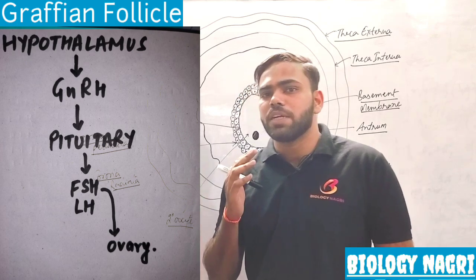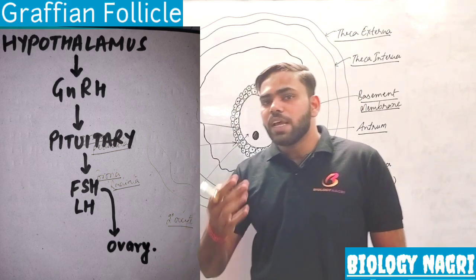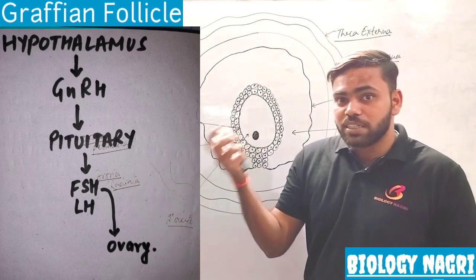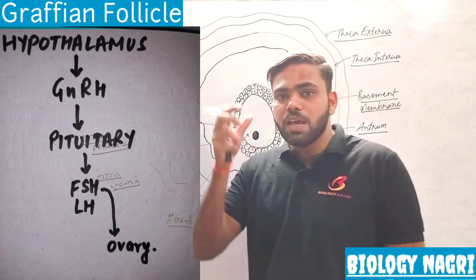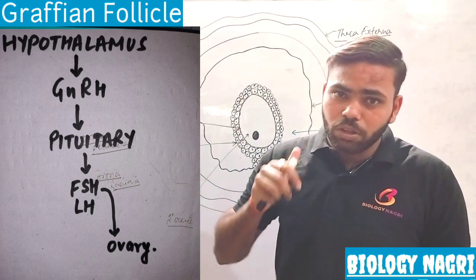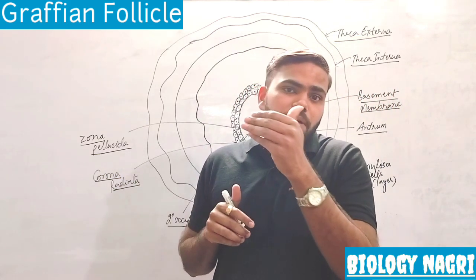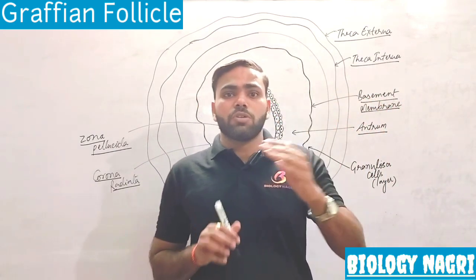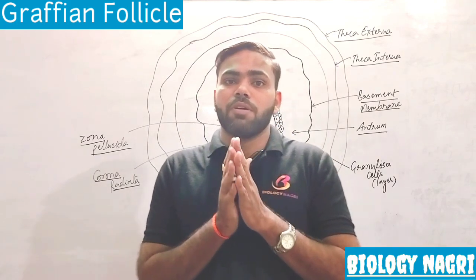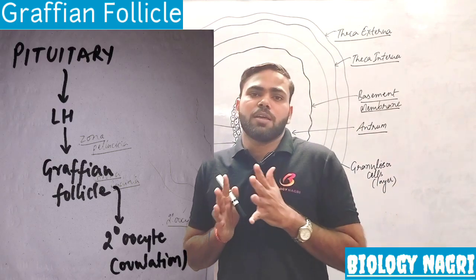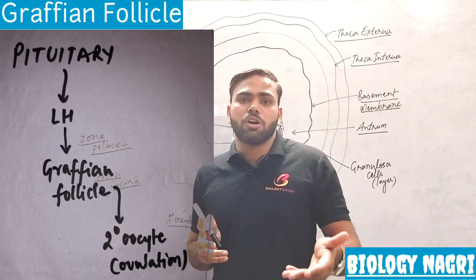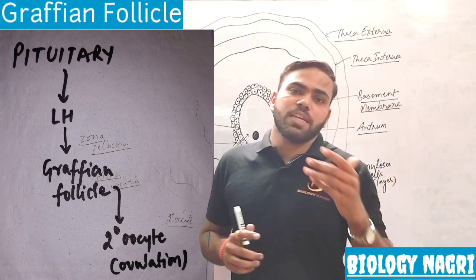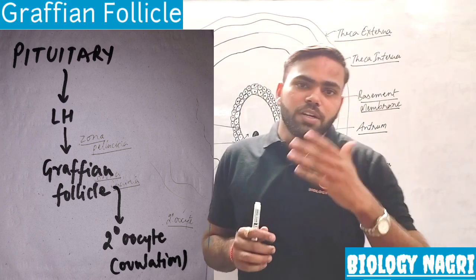FSH, the follicle stimulating hormone, is released initially. As the anterior pituitary releases FSH, it acts on the ovary and starts the maturation of the follicles one by one. As soon as a follicle is completely matured, the Graafian follicle has formed. Then the pituitary releases the luteinizing hormone, the second gonadotropin, LH. This luteinizing hormone acts on the Graafian follicle during ovulation.